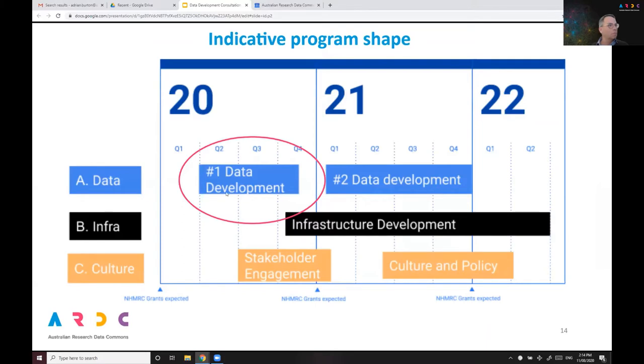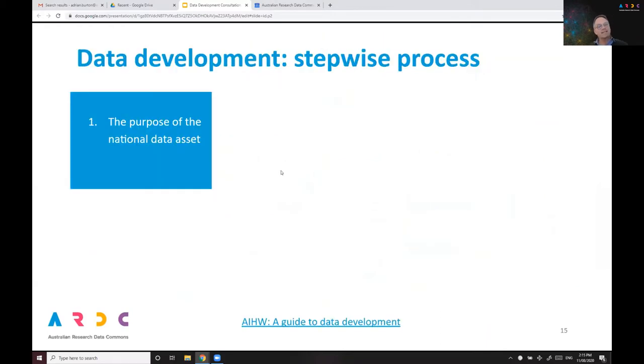We are in the middle of it. Today you are at a data development consultation workshop, so we are right in the middle of that first phase there. This data development phase is meant to get an initial scope and consensus around what the data asset will be. It's a stepwise process.